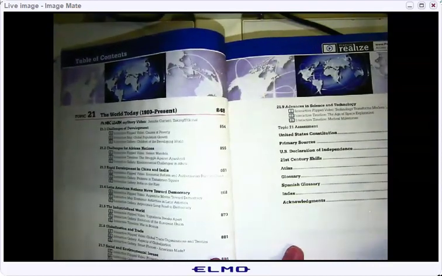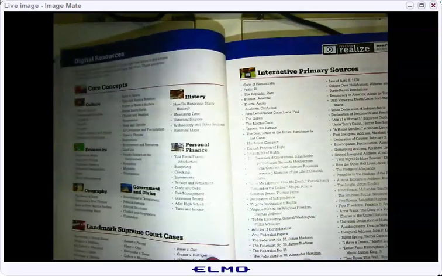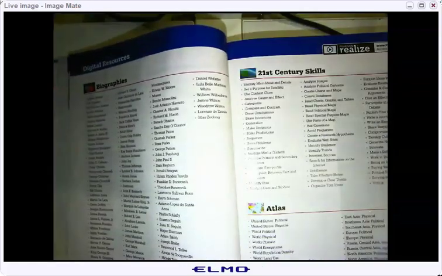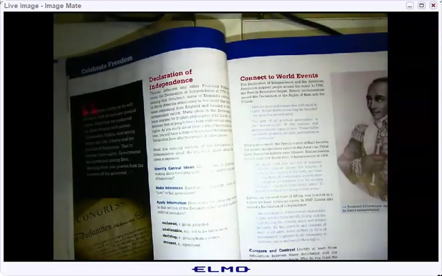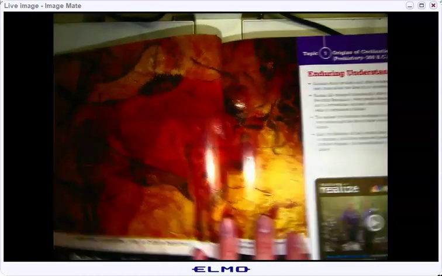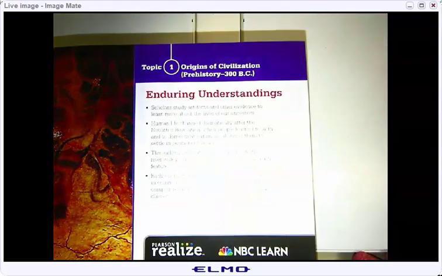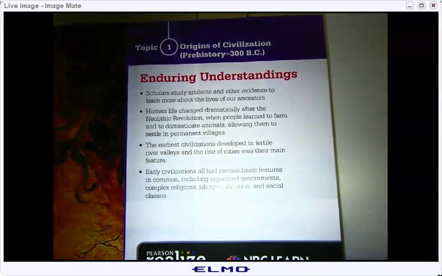There's also a listing of the 21st century. These are some of the resources that are available in the online textbook. We'll go over how to get into that later. Here's the beginning of a chapter, or topic as the textbook likes to call it for whatever reason. We have something called enduring standards, and these are just basic ideas that you're supposed to get out of this particular topic, origins of civilization, prehistory to 300 BC.